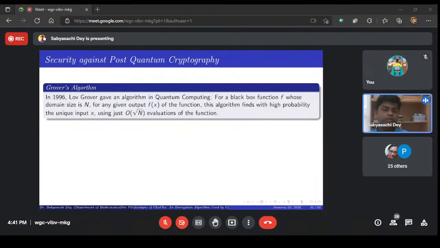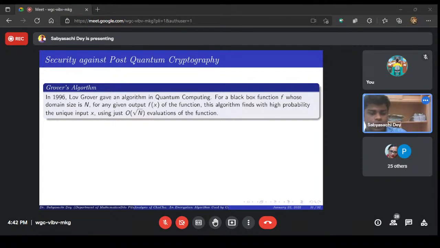It is a probabilistic approach, and the computation required is this: if the domain size is n, that means the function can take n values, x can have at most n possible values, then with order root n we can find out the value of x. For example, suppose there is a function which has 100 possible inputs. If the output is given to us, this algorithm can find out the input by only 10 operations or some multiple of 10. This is Grover's algorithm.